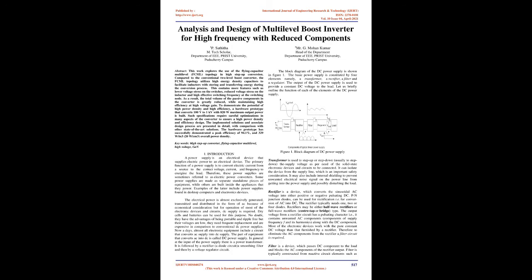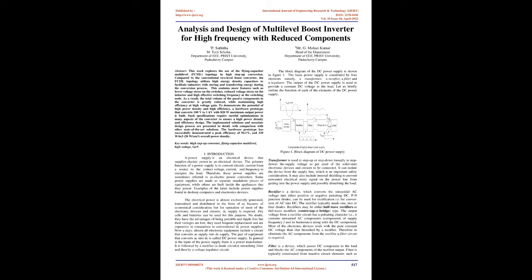The electrical power is almost exclusively generated, transmitted, and distributed in the form of AC because of economical consideration, but for operation of most of the electronic devices and circuits, DC supply is required. Dry cells and batteries can be used for this purpose. No doubt, they have the advantages of being portable and ripple-free, but their voltages are low. They need frequent replacement and are expensive in comparison to conventional DC power supplies.